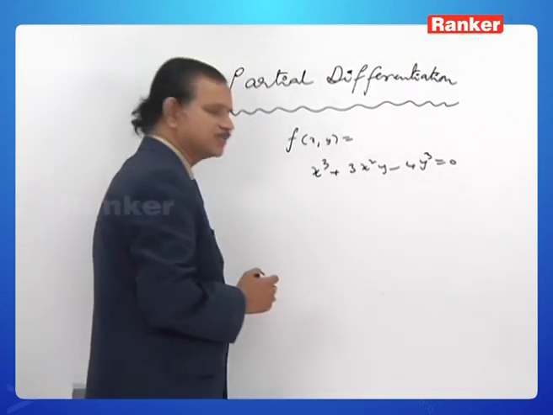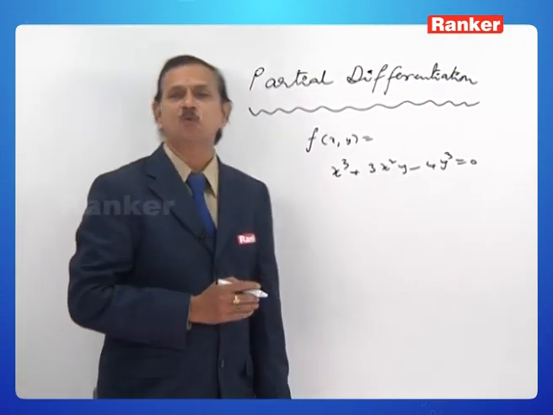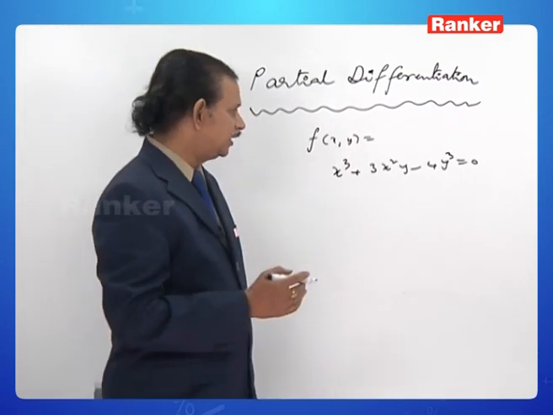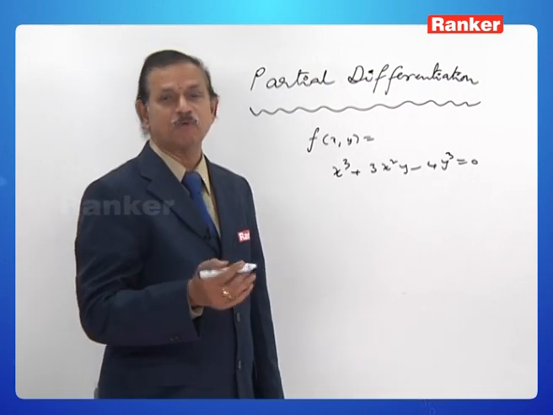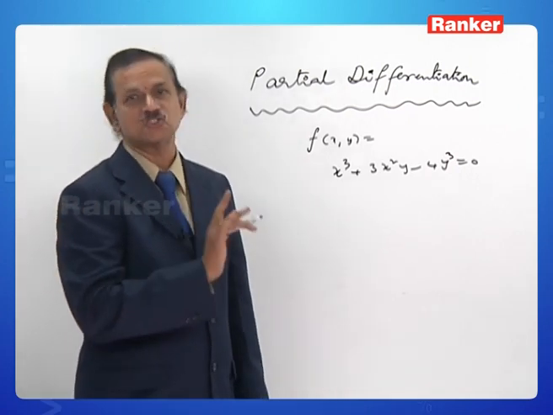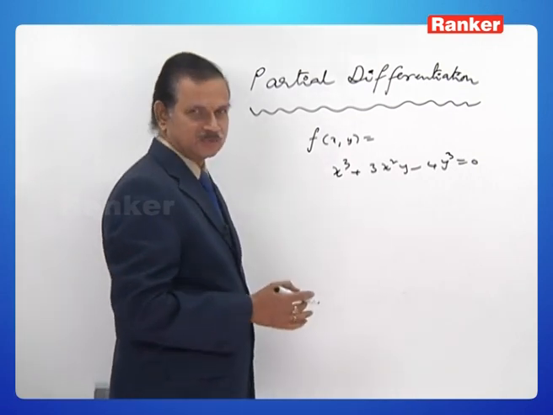See, such things are useful or can be used as and when, in the area of application, there might be a function of more than 2 variables. Then only such things occur. Okay, we are interested in the process only.